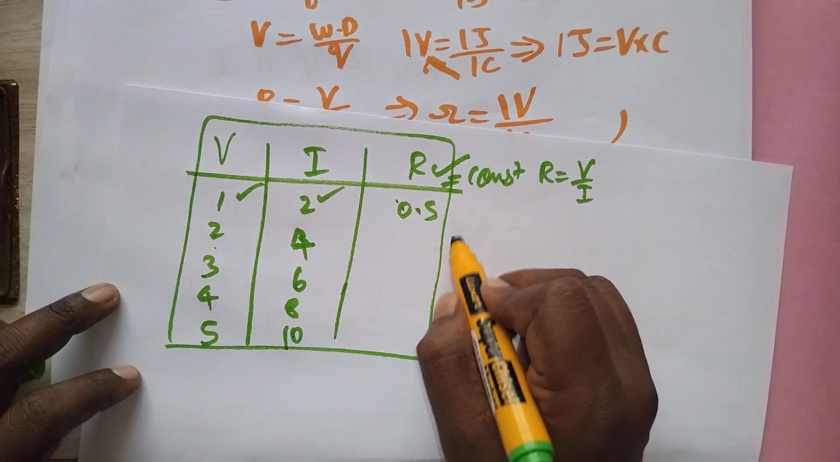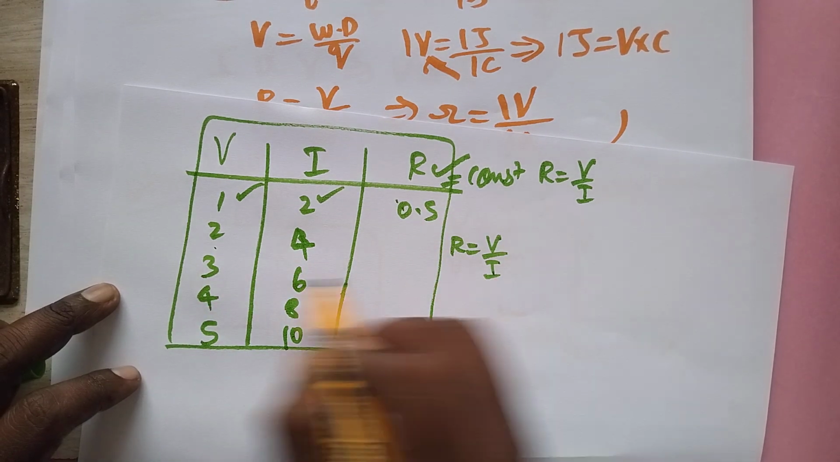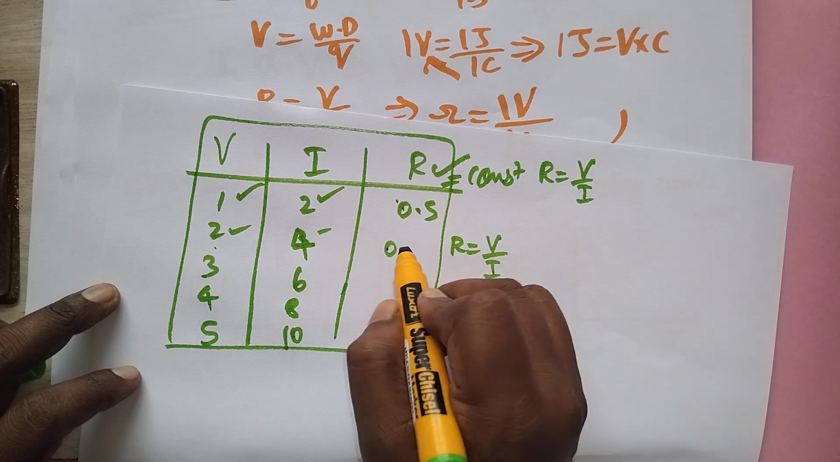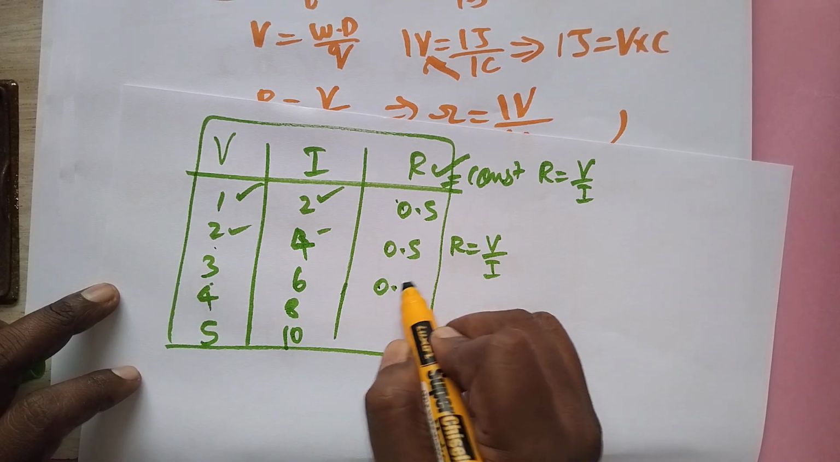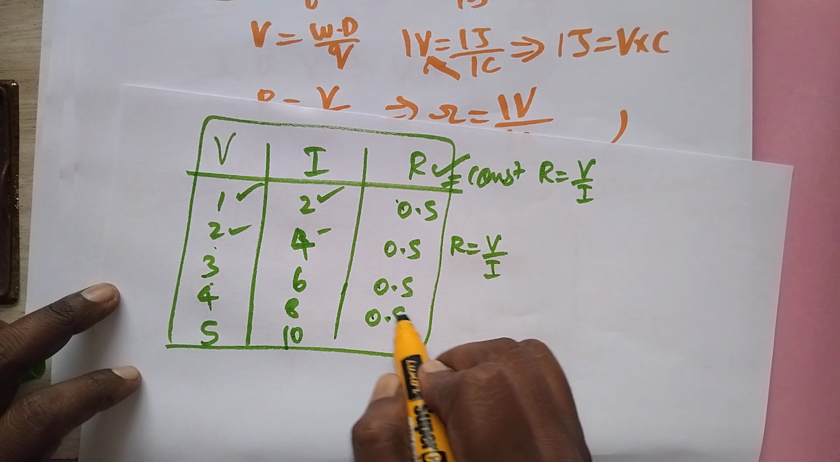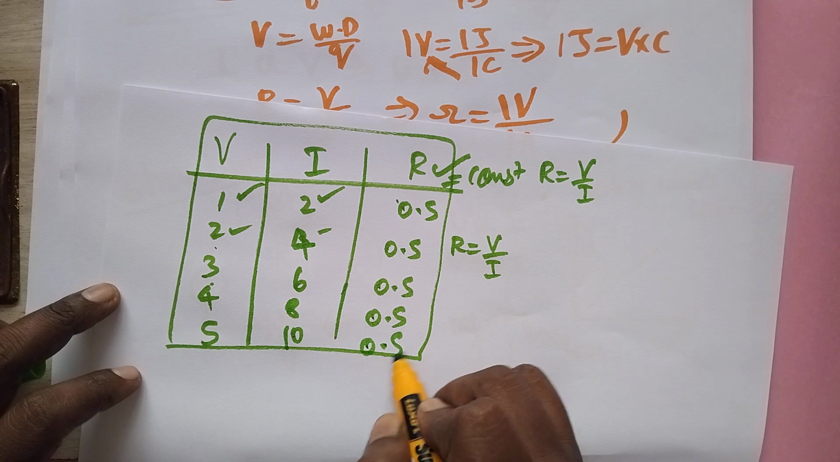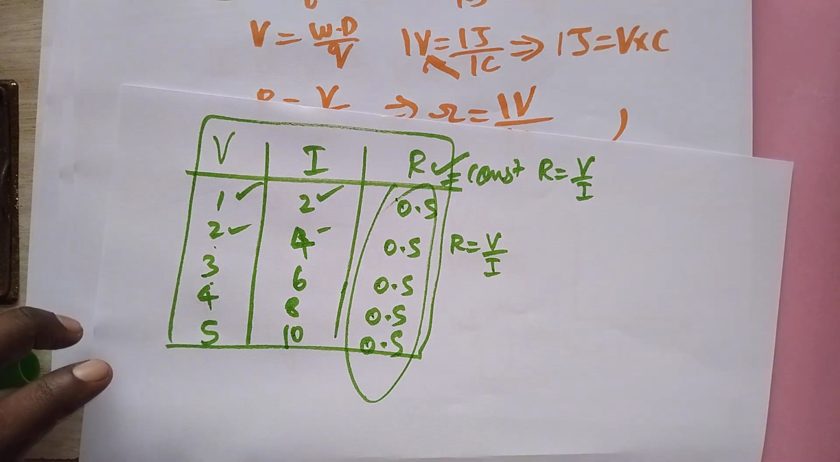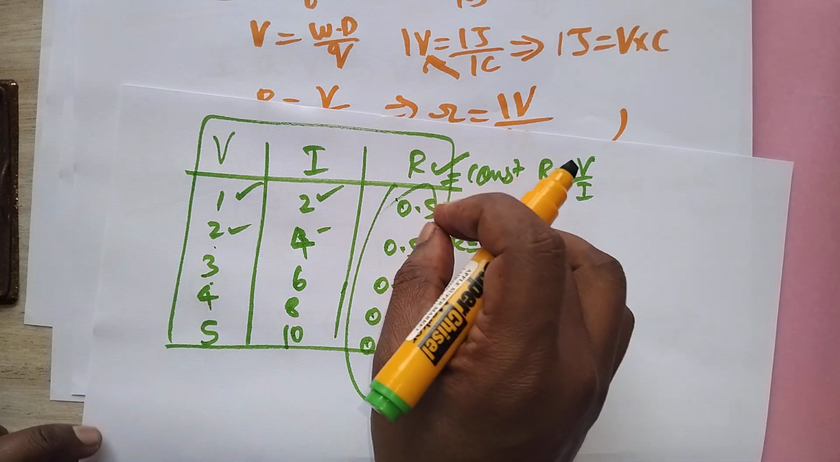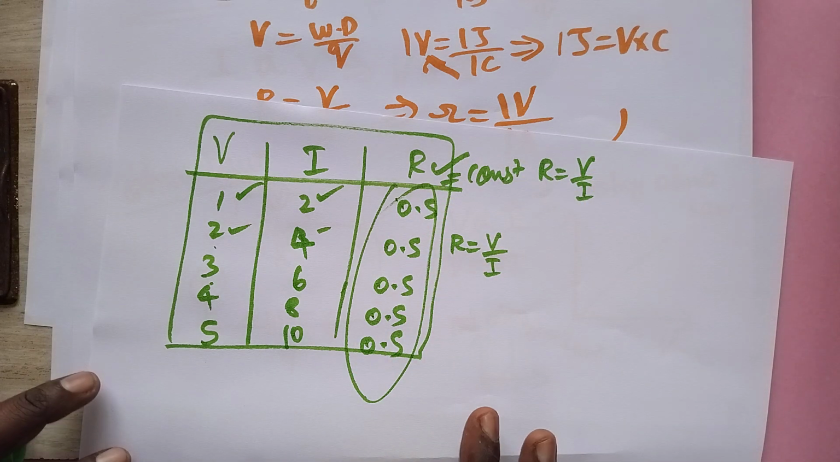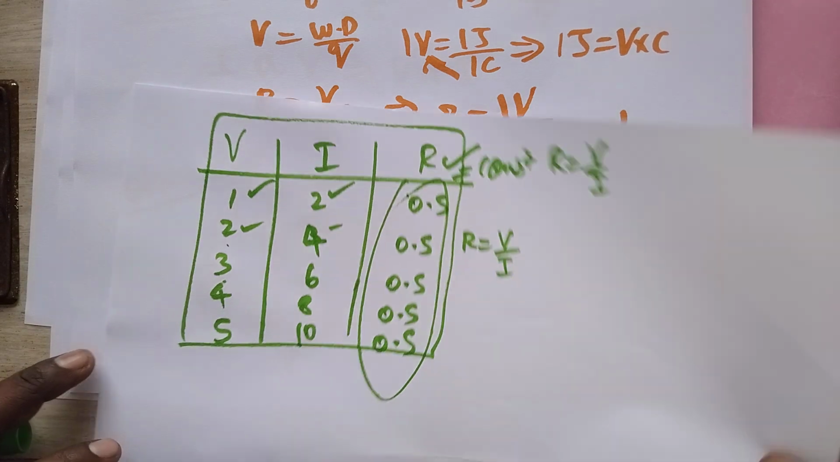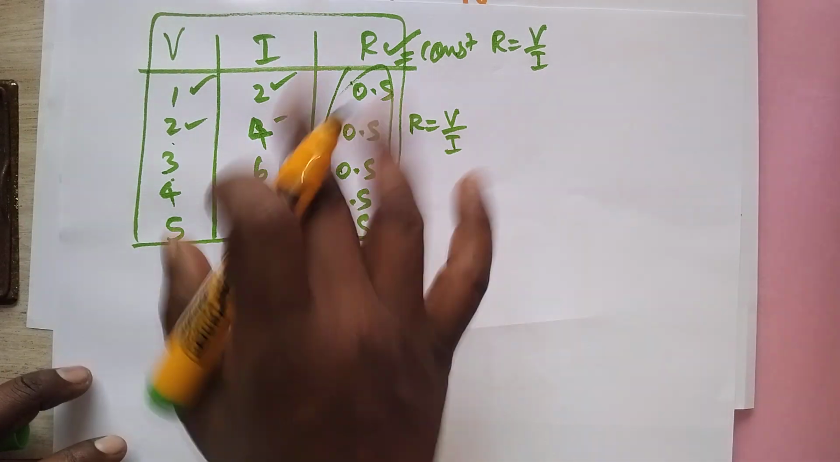Here it's going to be R is equal to V by I. So 2 by 4, so 0.5. 3 by 6, 0.5. 4 by 8, 0.5. 5 by 10, 0.5. This should be a constant. Sometimes a little bit of change will happen when you take practical values. This is going to be the verification of Ohm's law.